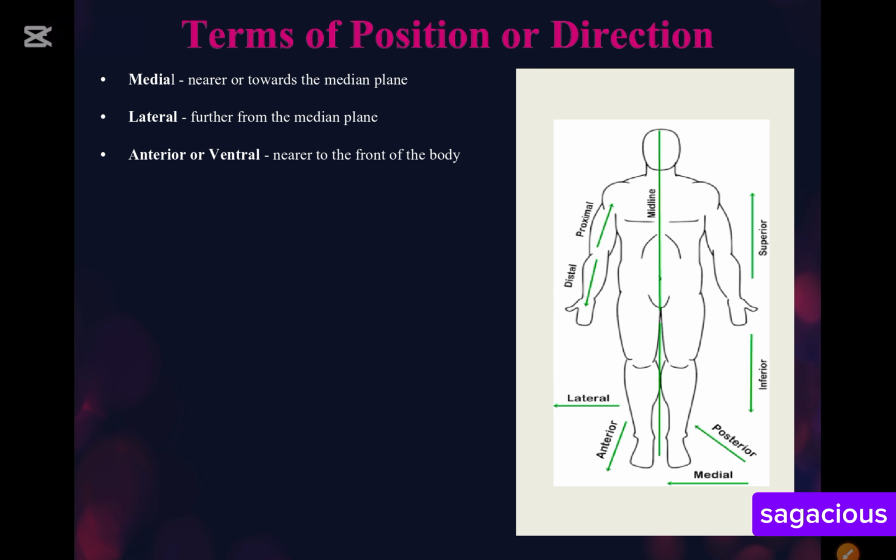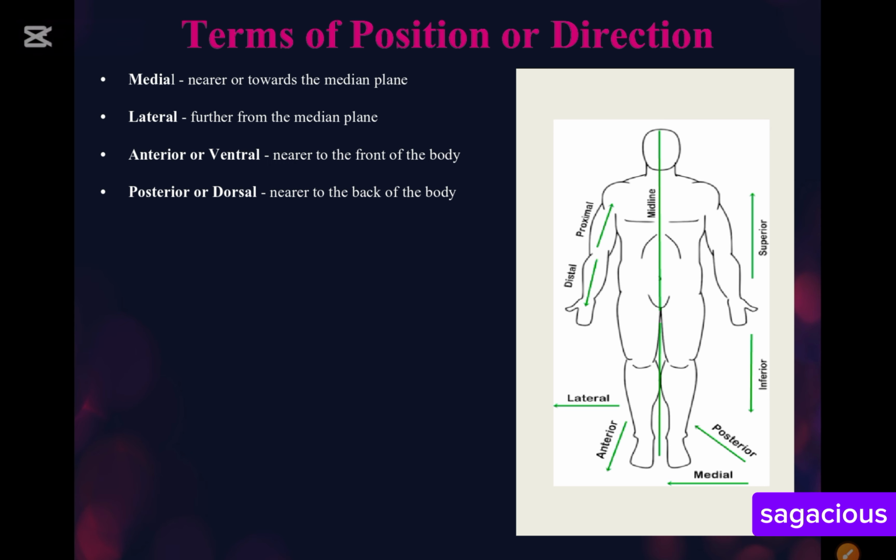Now, we have the anterior or the ventral. The anterior is your front part: your face, your chest, your belly. As you can see in this diagram, all these things are called anterior, while the posterior is your back. We mostly use anterior in gross anatomy, while ventral is mostly used in embryology. So anterior is the front part of your body, while posterior is the back part of your body.